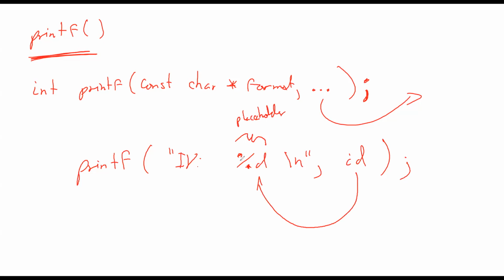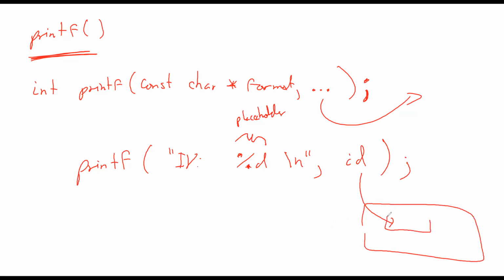Now, keep in mind something interesting might be happening here: ID is someplace in memory with data in it, right? And so really, you have percentage D. When you're printing this out, it's going to print whatever's in there, right? And then once it's done, you have the question, what might happen next?